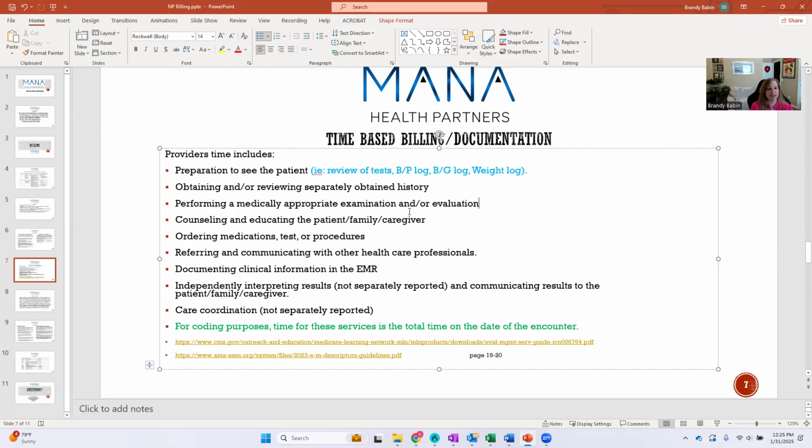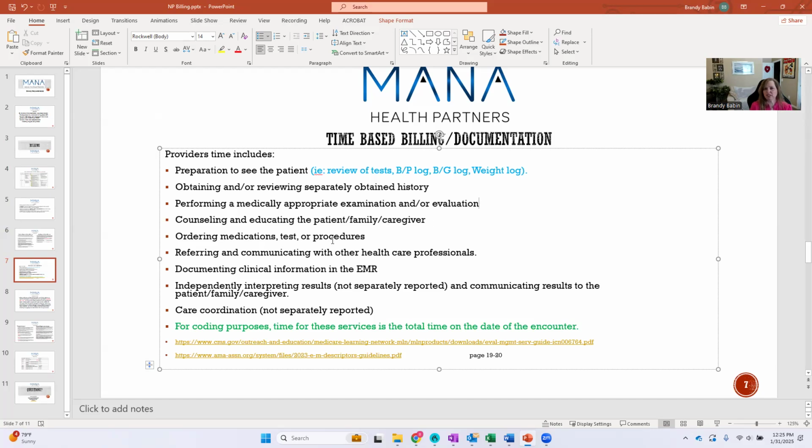Performing the medical examination, that makes sense. Then counseling and educating the patient, family, or caregiver. While we do that almost every single visit, documenting that we've counseled the patient or the family or the caregiver, and that all questions were answered and that they have no other questions and that they understand, is very beneficial. Put that in your documentation.